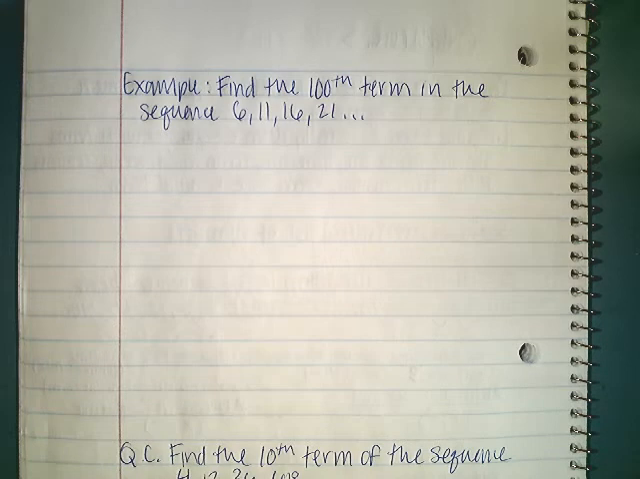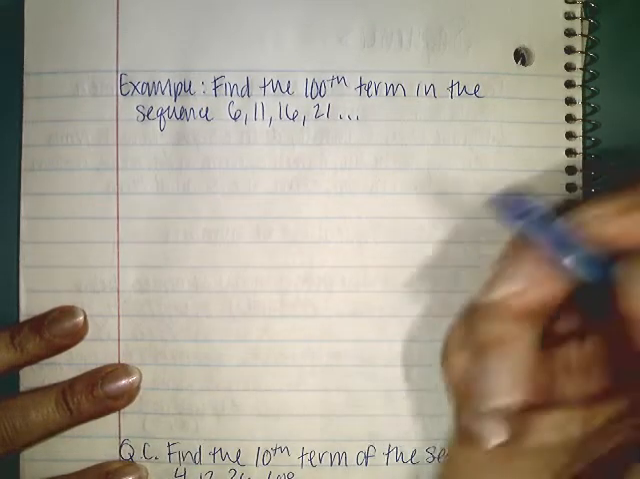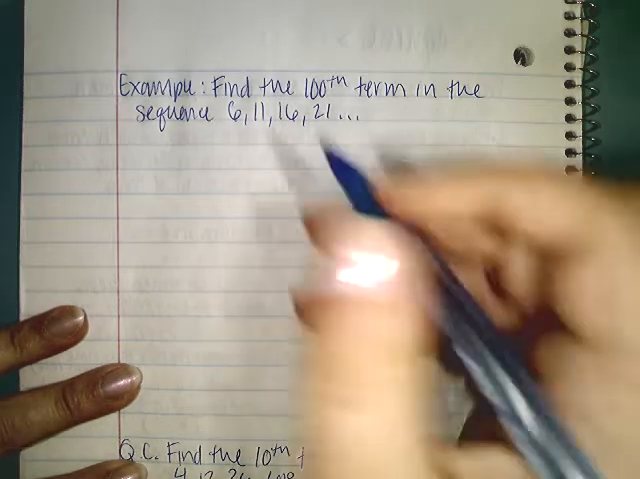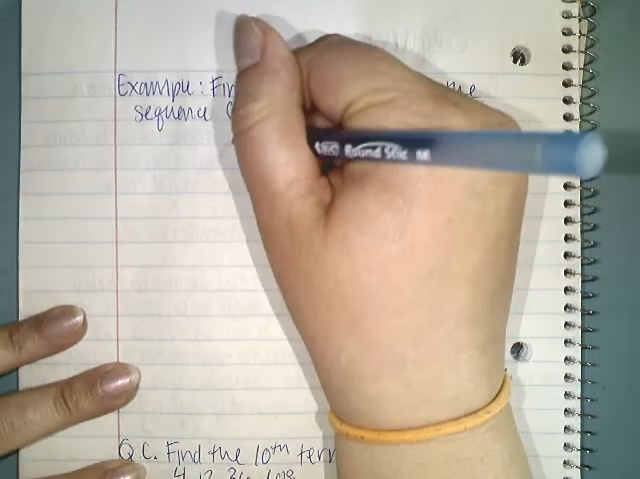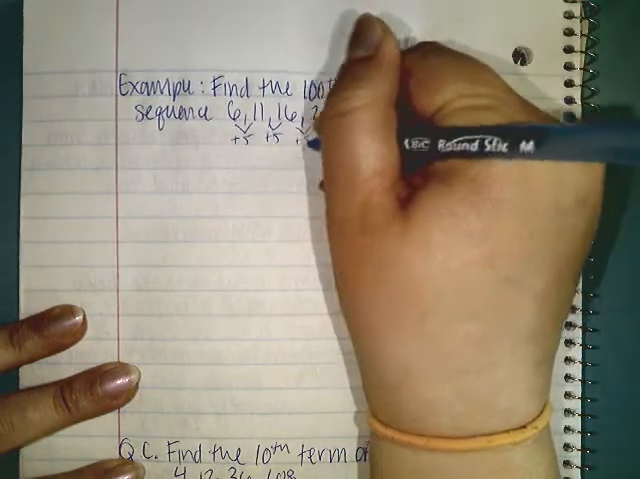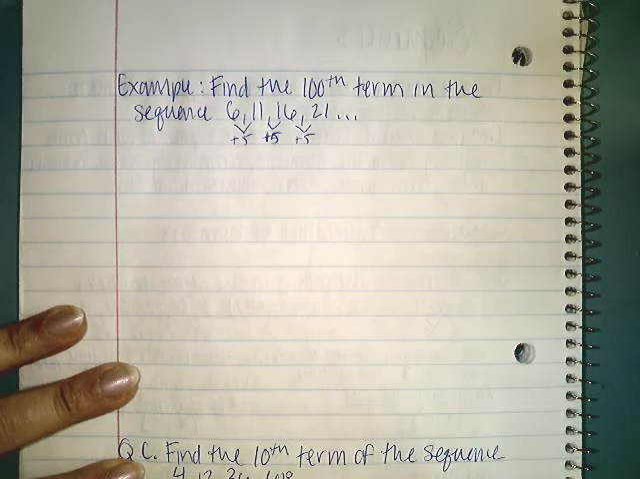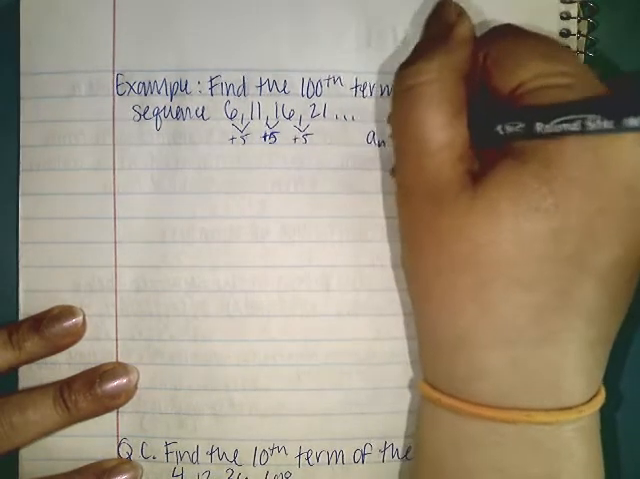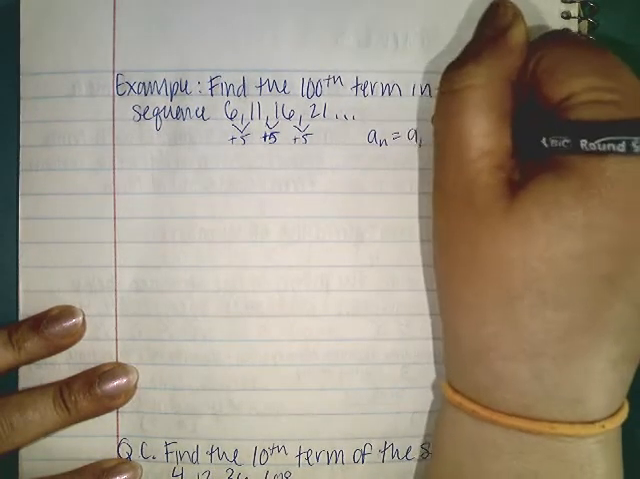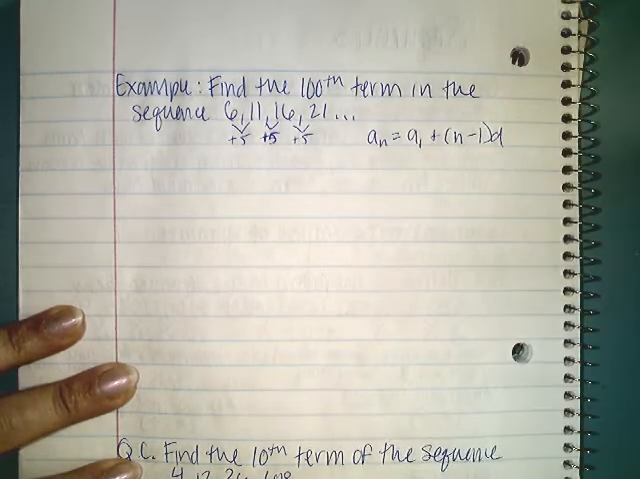So for the first example, I want us to find the 100th term in the sequence that goes 6, 11, 16, 21. So the first thing I want to do is figure out what kind of sequence we're working with. You might have already noticed we're adding 5 each time. That is coincidental. Your common difference will not always be 5, but I'm adding 5 each time. I'm going to use our explicit formula for arithmetic sequences.